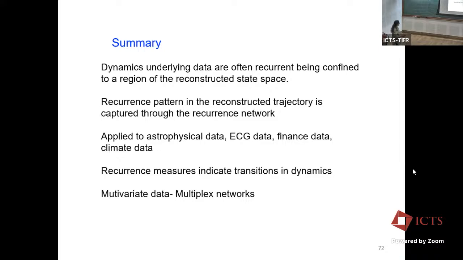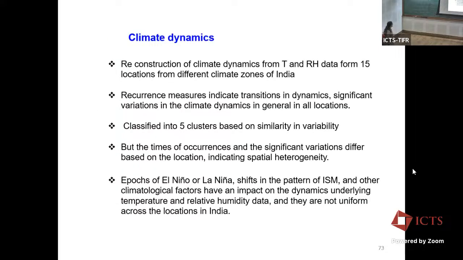The recurrence measures can also indicate transitions in the dynamics, and we can analyze multivariate data by constructing multiplex networks. In the context of climate networks, these are my earlier conclusions, which we have already seen: how we classify them into clusters and relate them to some epochs or shifts that are already reported for climate. Let me stop here. Thank you very much.